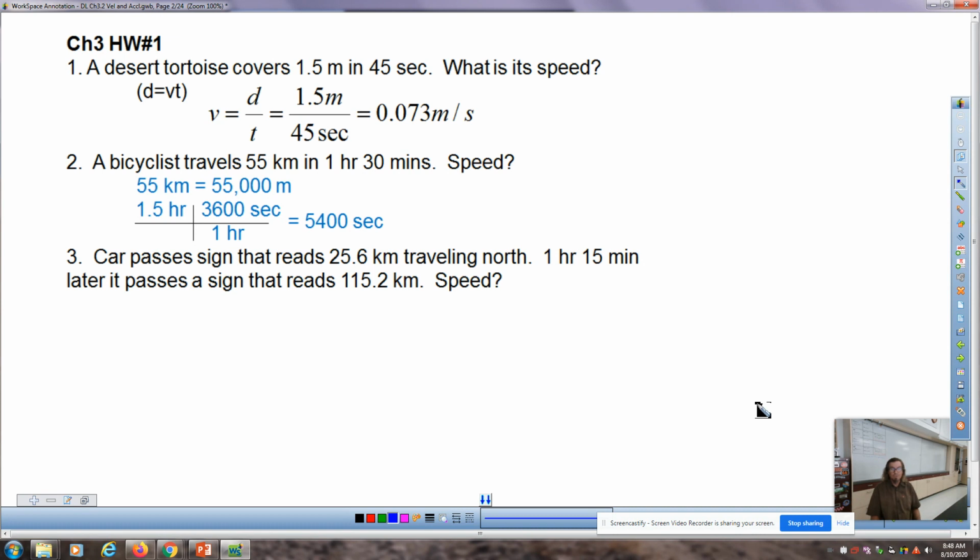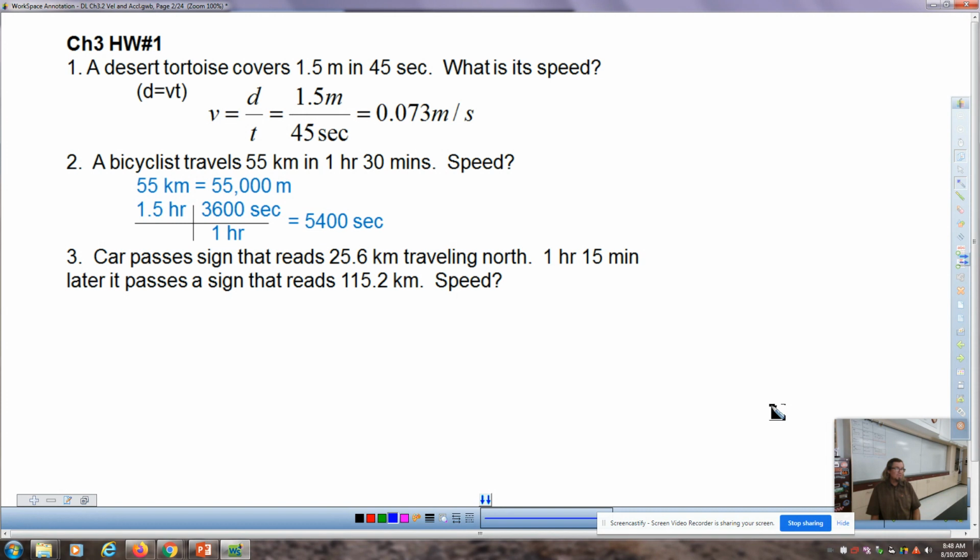Remember, the units are important too. I don't grade them on the test, but I appreciate them. In AP Physics and in college physics, you can expect to be graded on them, so it wouldn't hurt to practice now. In question number 2, a bicyclist travels 55 kilometers in 1 hour and 30 minutes. What was the bicyclist's speed?